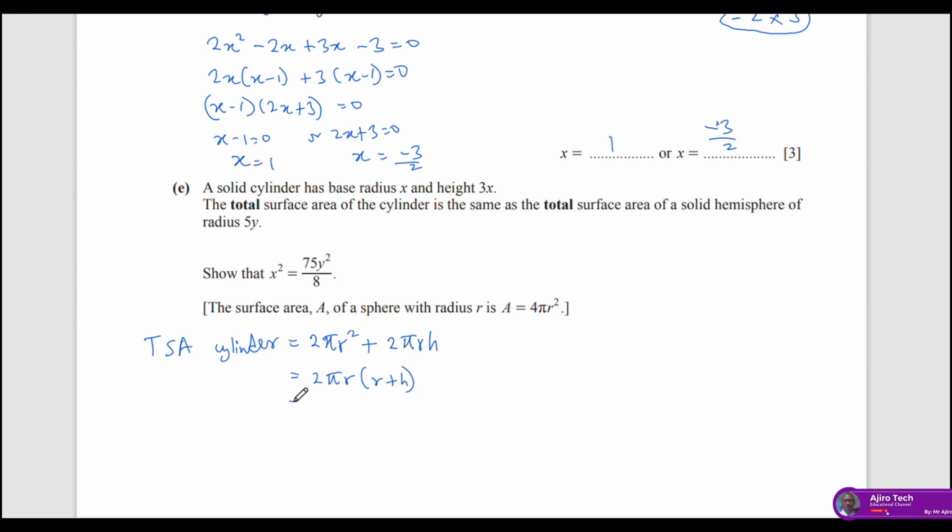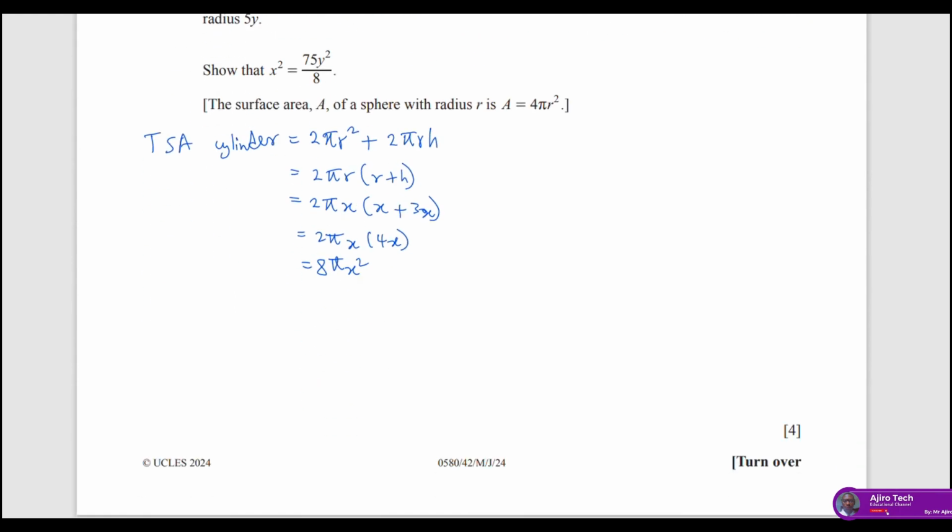So r is x. Then we have x plus h is 3x. So we have 2 pi x into 4x. That is 8 pi x squared. That is for the cylinder.